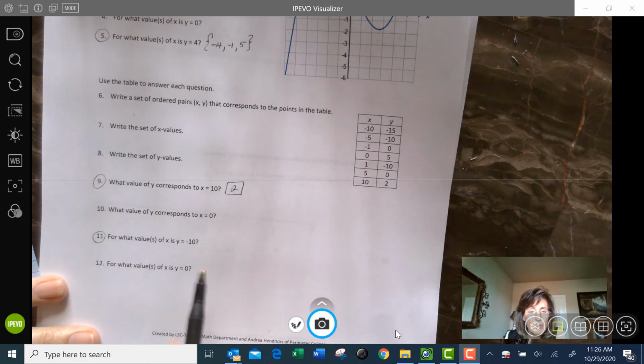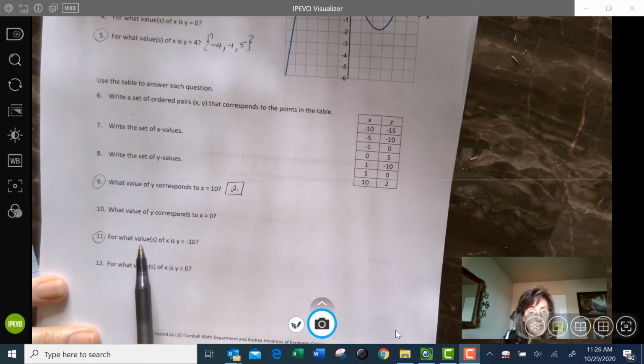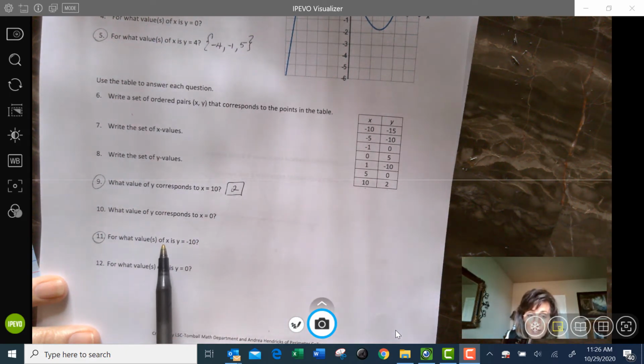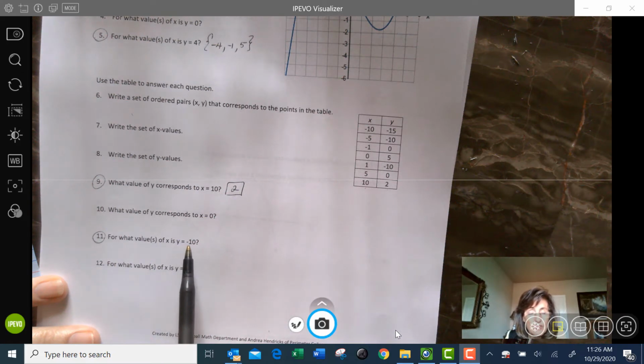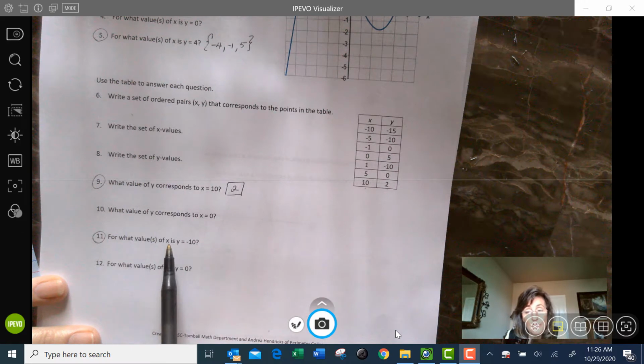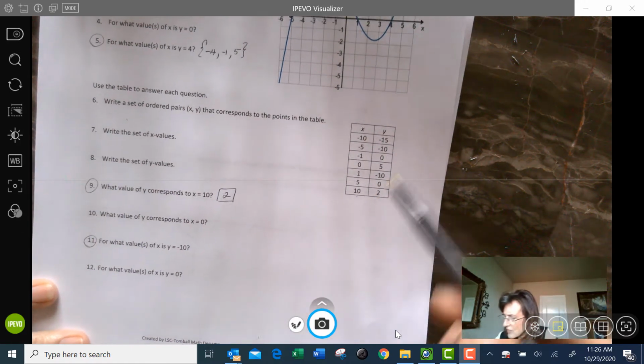So the answer would just be 2, the y value. Now let's look at number 11. For what value or values of x is y equal to -10? So they gave me the y value. I'm looking for the x value, and there might be more than one. So a y value of -10.